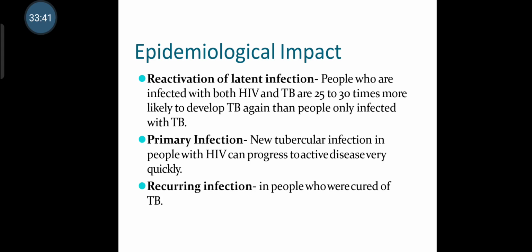Then the epidemiological impact: reactivation of latent infection. People who are infected with HIV and TB are 25 to 30 times more likely to develop tuberculosis again than people only infected with tuberculosis. So the person having HIV and tuberculosis is more affected compared to the person having only tuberculosis. Primary infection: new tubercular infections in people with HIV can progress to active disease very quickly. Recurring infection occurs in people who are cured of tuberculosis, so again and again the infection can be repeated in those patients.